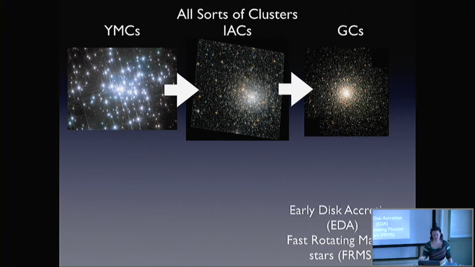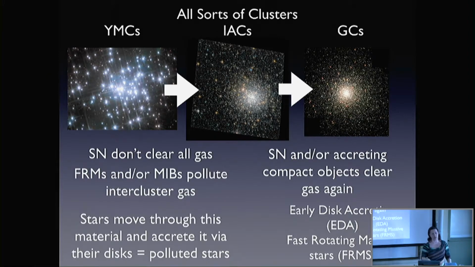There's also early disk accretion and fast rotating massive stars, and basically the idea is that supernovae don't actually clear all of the material. There are some arguments that you clear enough so that you don't get any iron ratio anomalies. I'm not going to get into it. But basically, the idea is you don't clear all of the gas, you retain that gas. You have a first generation of massive stars, which pollute the background material. Less massive stars are still forming, and they move through this material. They accrete some of it, and that is what leads to these abundance anomalies.